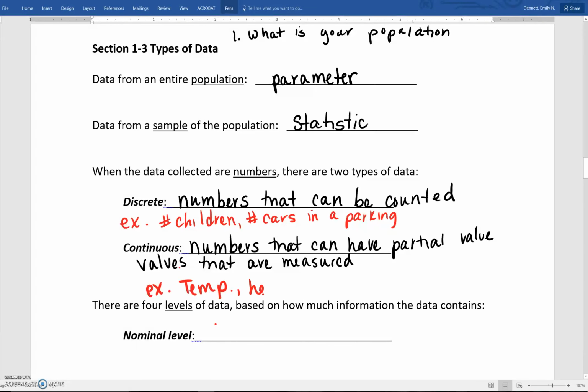We could talk about your height. When we measure people's height, we don't say they're just 5 feet. We could say they're 5 feet 3 inches. You could talk about weight. Anything where it doesn't have to be those whole numbers. Okay.